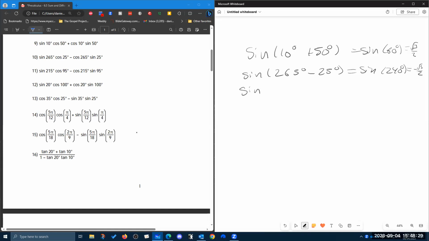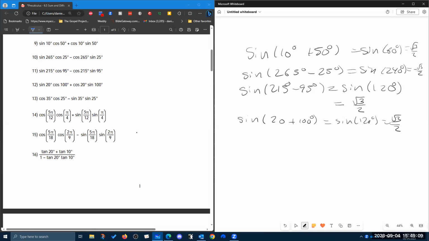Now we have sine of 215 minus 95. It's going to be sine of 120. It's going to be a 60-degree reference angle in quadrant 2. Sine of 20 plus 100 is sine of 120 again, which is the same root 3 over 2.